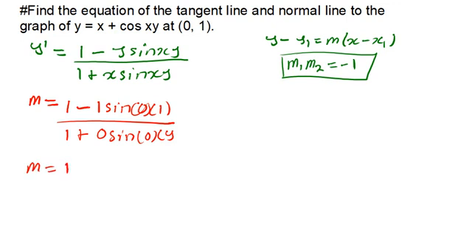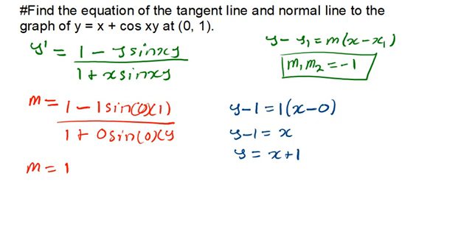So I find that my gradient is just 1. Since my gradient is positive, the first thing I can find is the equation of the tangent. For the equation of the tangent, I'm basically saying y minus my y1, which is 1, equals my gradient, which is 1, open bracket my x minus my x1, which is 0. So you're going to have y minus 1 equals x, meaning y equals x plus 1. That's the equation of the tangent.